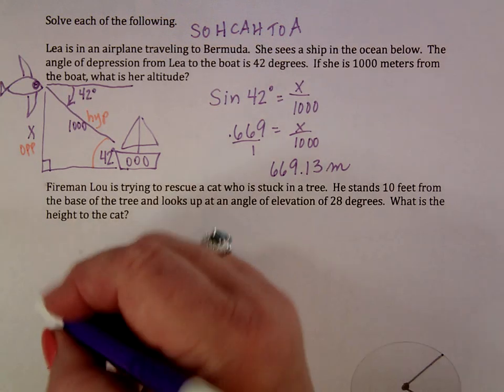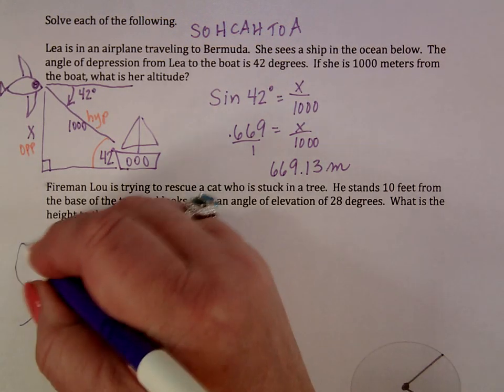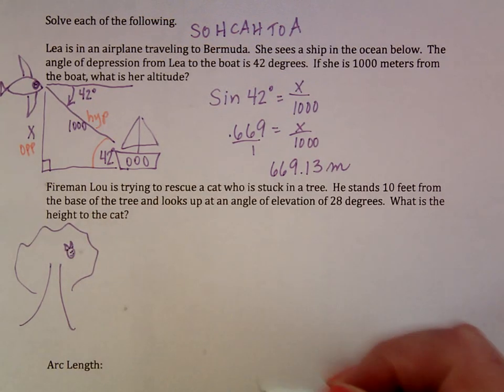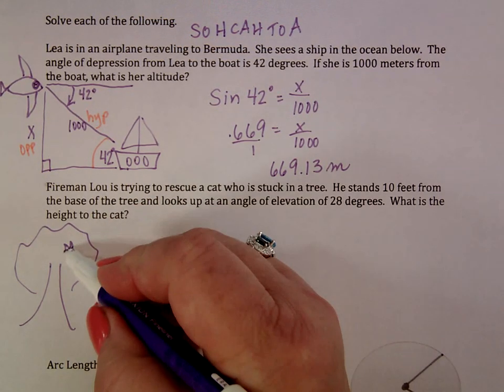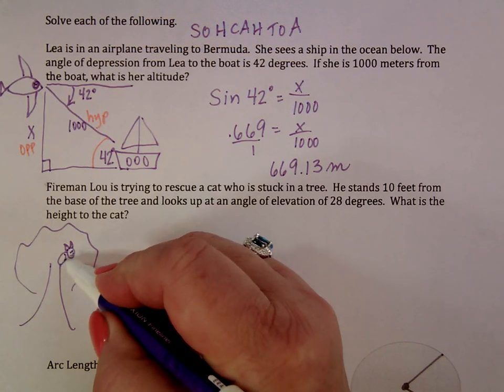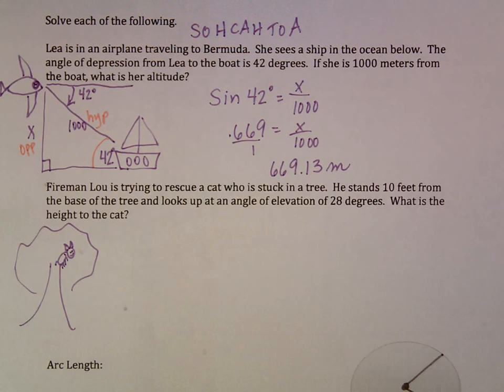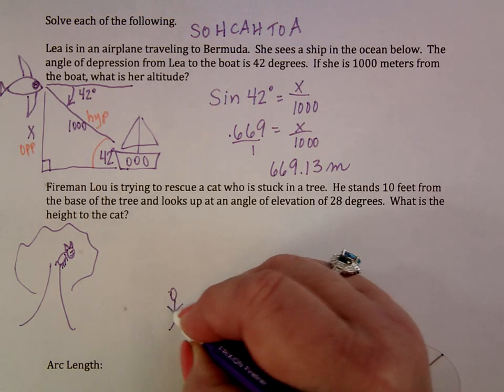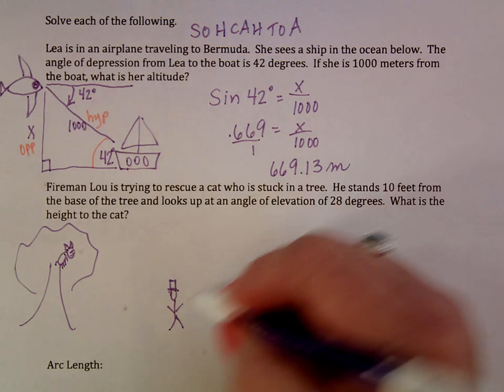All right, Fireman Lou is trying to rescue a cat who's stuck in a tree. All right, so here's the tree. Here's my cat in the tree. And yeah, he doesn't have a body. Maybe he should have a body, huh? All right. Fireman Lou. My fireman. We love our firemen. There's my fireman.